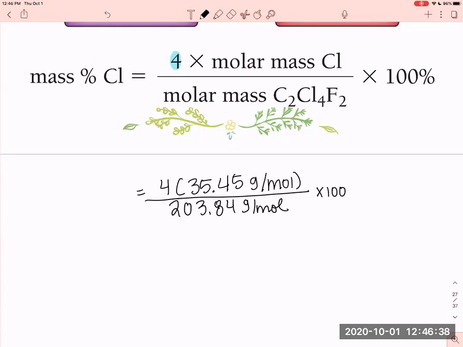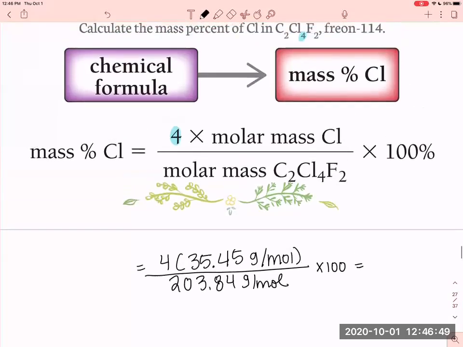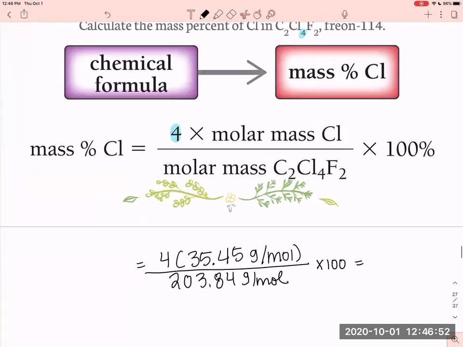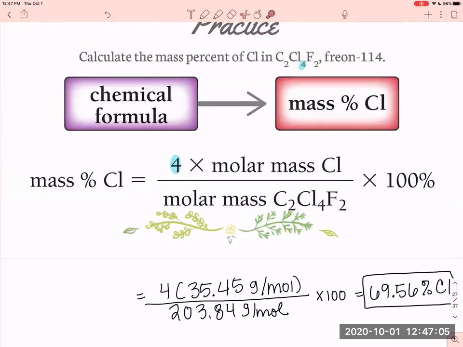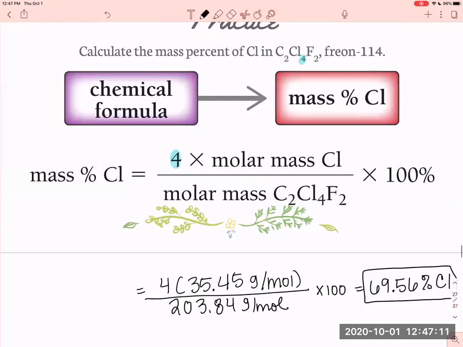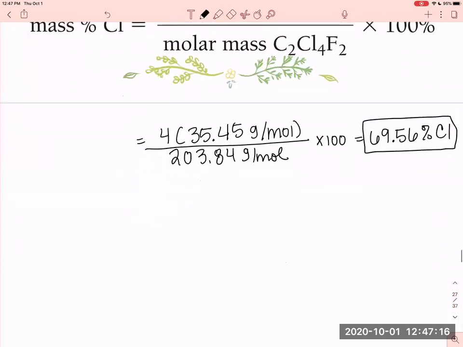So we're going to do 4 times 35.45 all over 203.84 times 100, and we're going to get 69.5. For sig figs here, we kind of have unlimited sig figs, so it's a good practice to use 2 digits after the decimal if you're not sure, because we are using these infinite sig fig numbers, these molar masses. So that's the percentage of chlorine in Freon 114. 114 is just an identifier. There are multiple Freons out there. Okay.